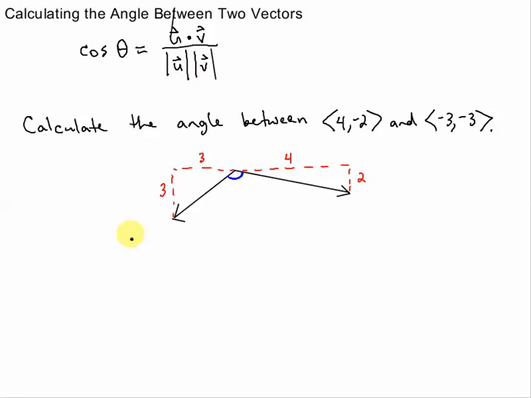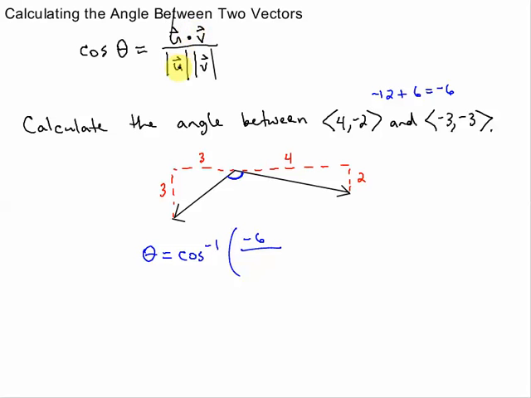So using the formula, we could see that theta would be the inverse cosine of the dot product of u and v, the two vectors. So the dot product would be 4 times -3, that's -12. -2 times -3 is positive 6, so we've got a -12 plus a positive 6, so the dot product is -6. So that's the numerator.